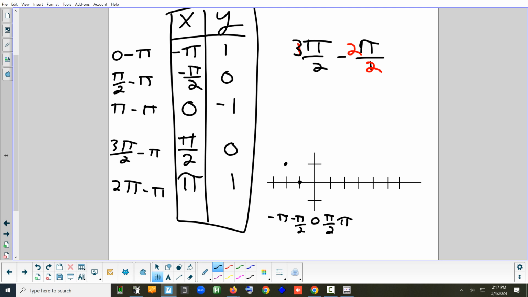Yep. Third coordinate? 0, negative 1. Fourth one? Pi over 2, 0. And the last one? Pi, 1. Now, remember, when you draw that, it's part of a wave.